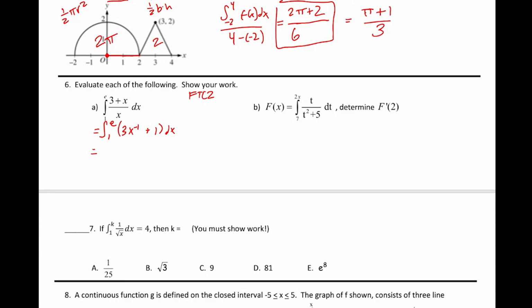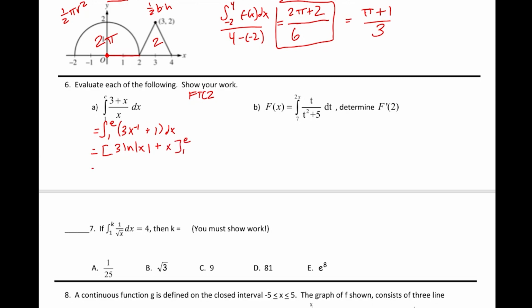Okay, so now let's come up with that antiderivative. The antiderivative of x to the negative 1, or 1 over x, is the natural log of the absolute value of x. Don't forget about the absolute value there. So we have 3 times the natural log of the absolute value of x, plus the integral of 1, which is x, from 1 to e.